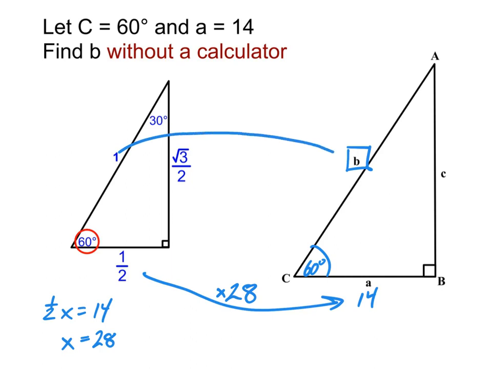So if I want to know what this side length is, I'm going to take the 1 from the original 30, 60, 90 triangle that I have over here, and I would multiply it also by 28 because these are similar triangles. I know they're similar because they have similar angles. Notice 60 degrees and 60 degrees, 90 degrees and 90 degrees. That's all we need to know in order to know they're similar. And that means they scale up. So if I do the 1 times the 28, I get, of course, 28. And that would be the length of side B. No calculator needed there.